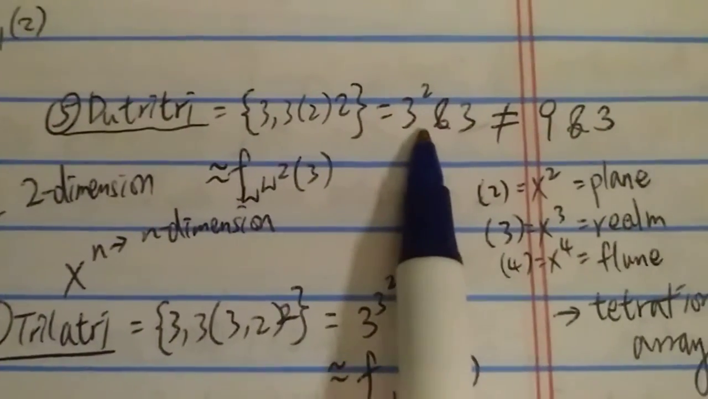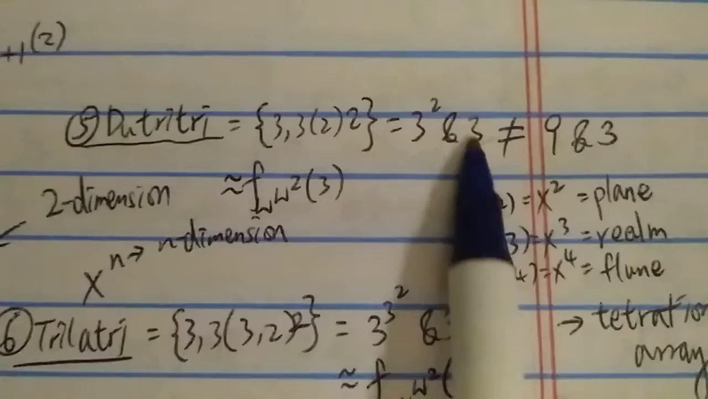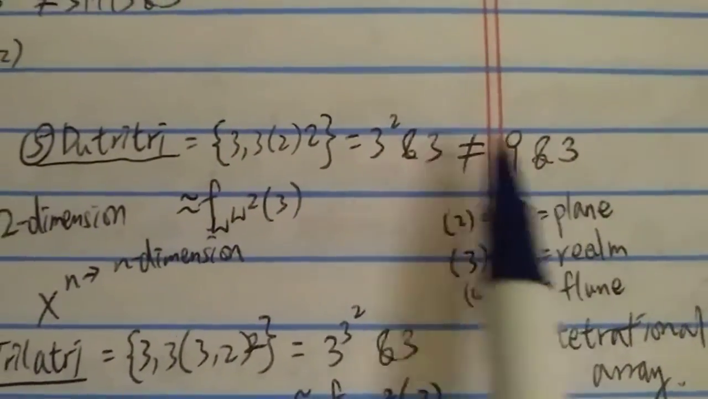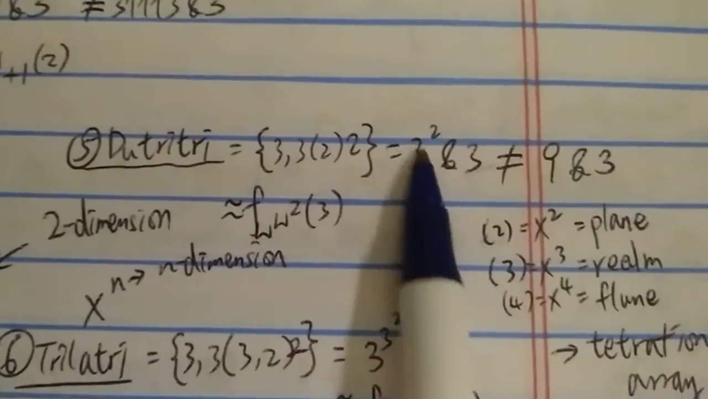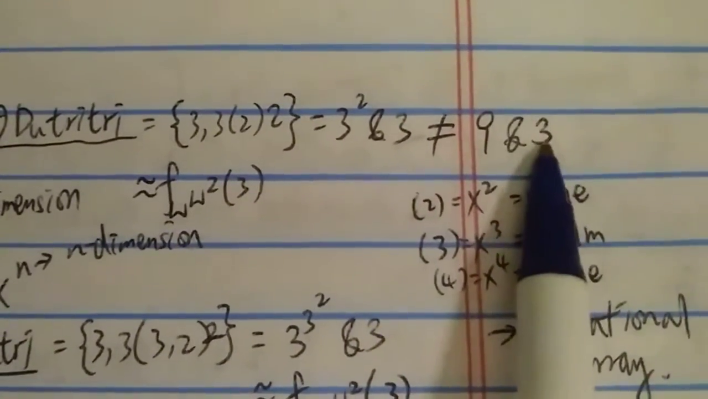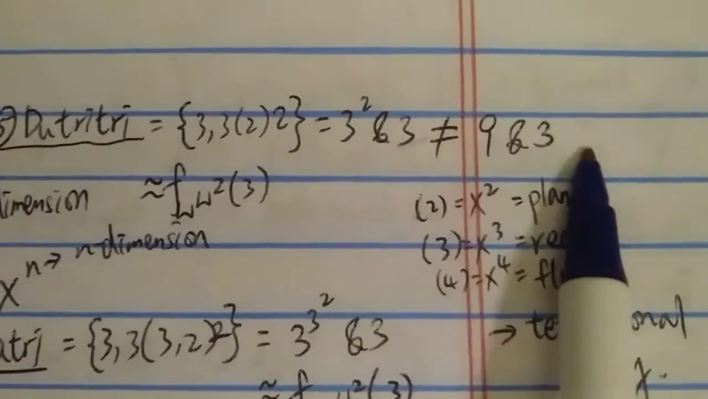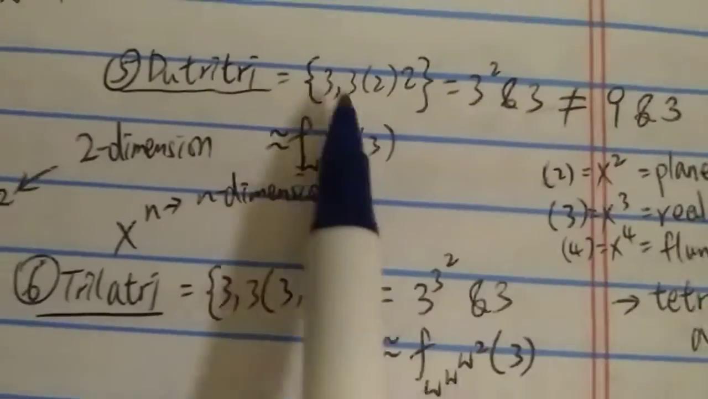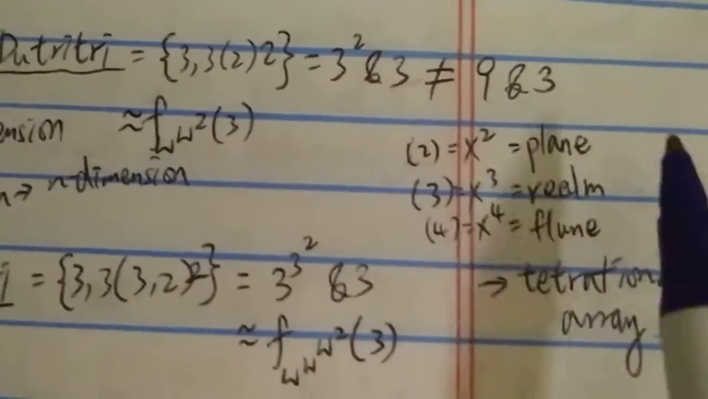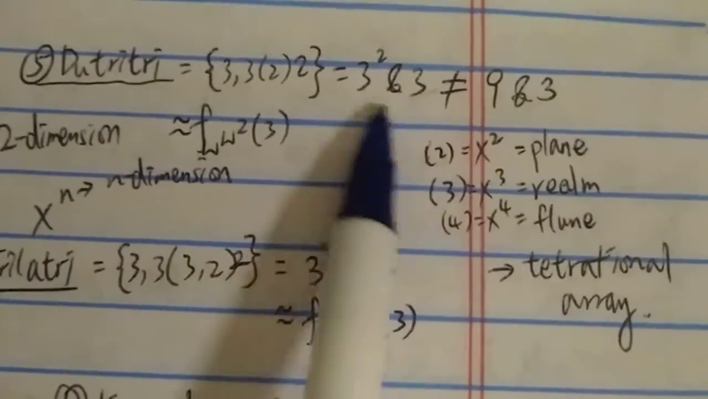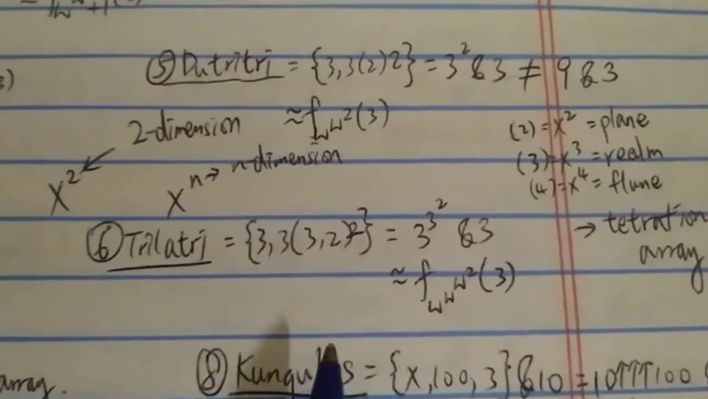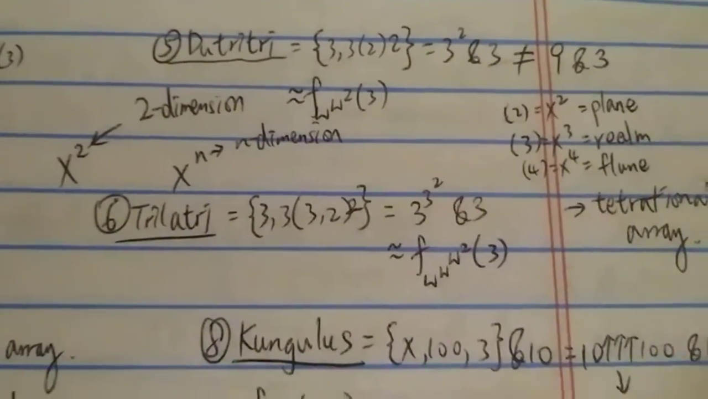So this one, you can write it this way: 3 square and 3, or 3 square array of 3. Of course, like I said, this does not equal 9 and 3. You cannot solve this if it's written in a power form. That is a much smaller number. This is just an array with 9 3s. This is much bigger than that. In terms of the fast growing hierarchy, it is f of omega to the omega square 3. And I told you this already. Again, it's a 2-dimensional array, so you need a plane to represent it.